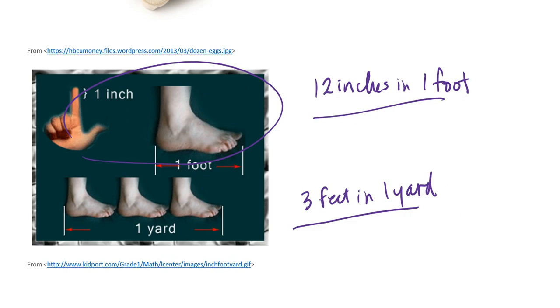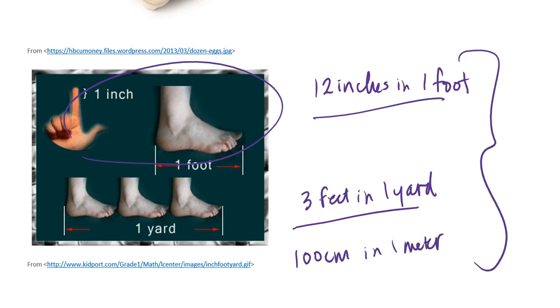The same applies to the metric system. There are 100 centimeters in 1 meter. All of these things are known as conversion factors. And conversion factors are also considered to be exact values. Basically, there's no uncertainty. Now, that's not always true.